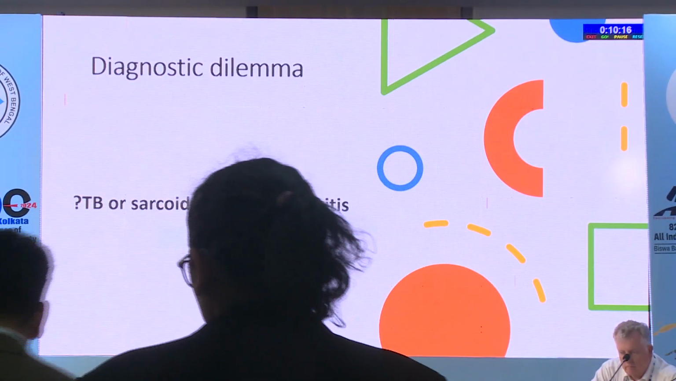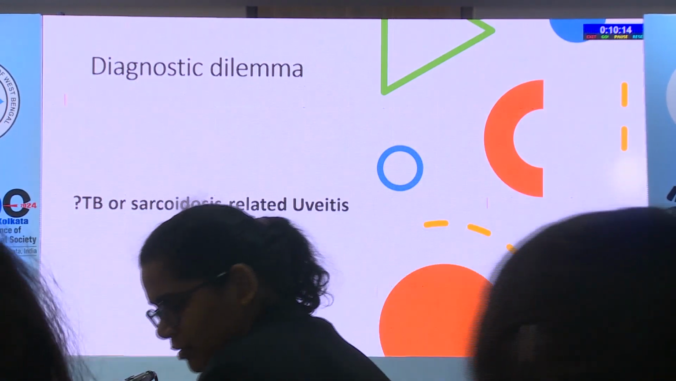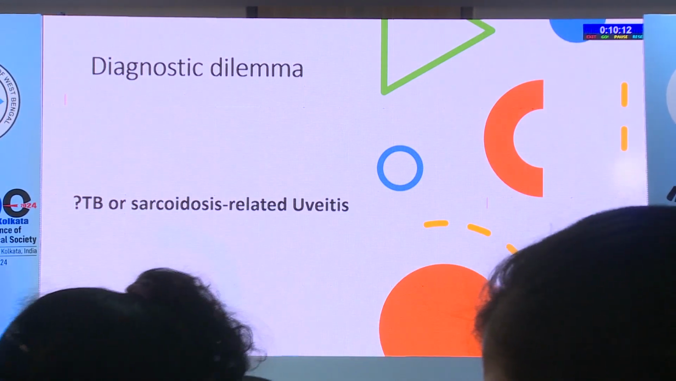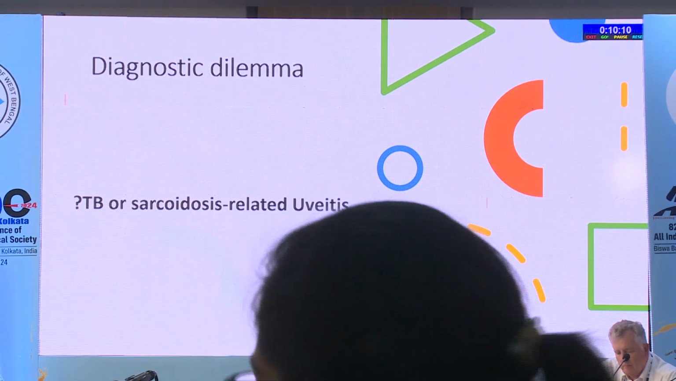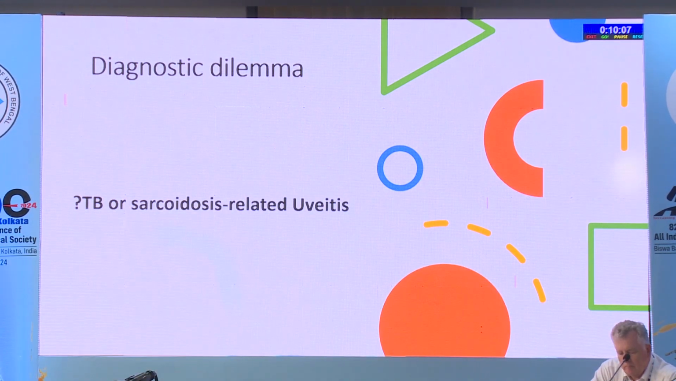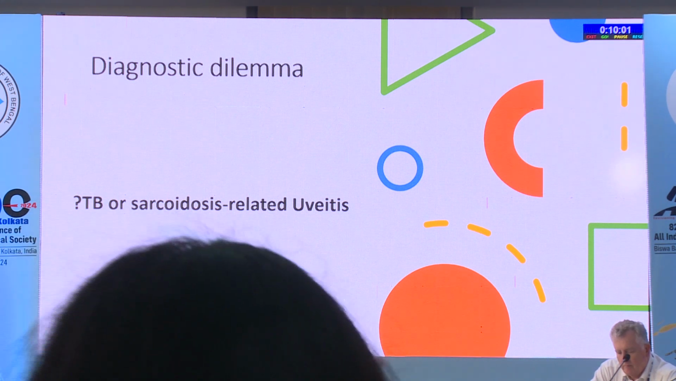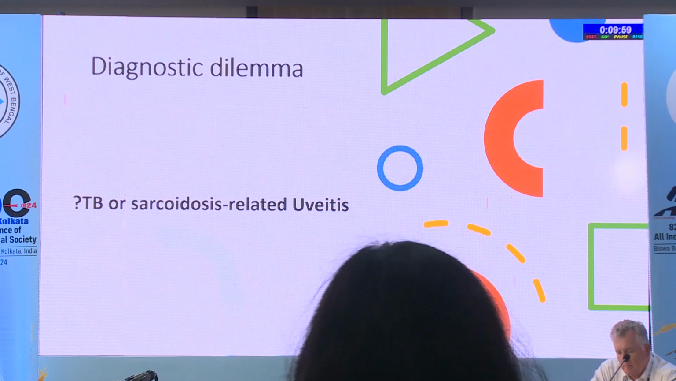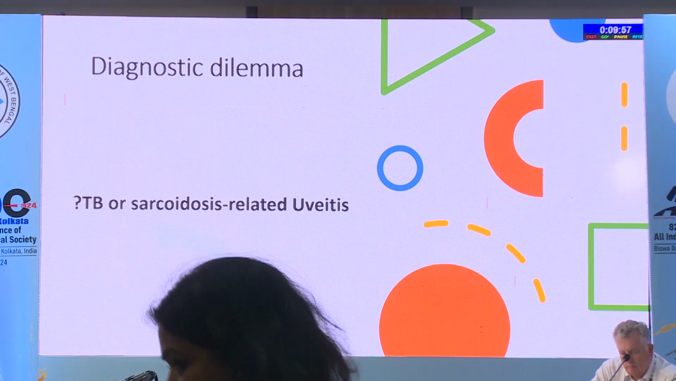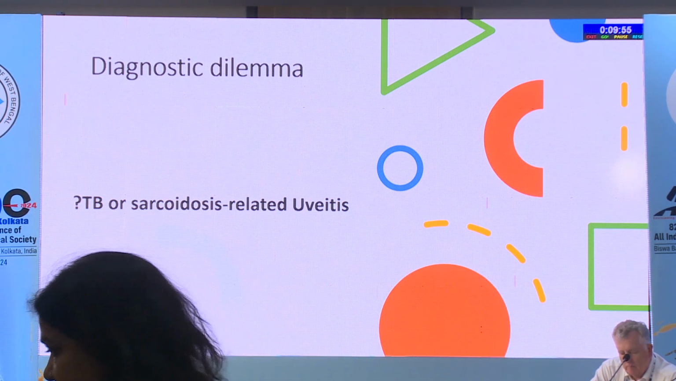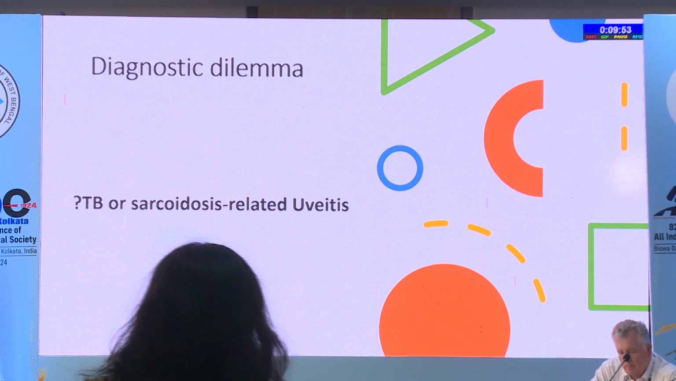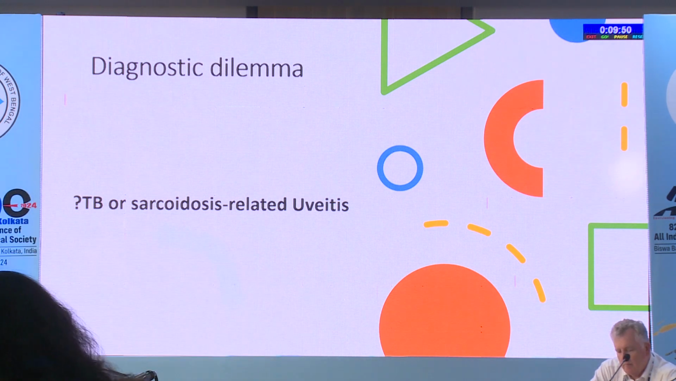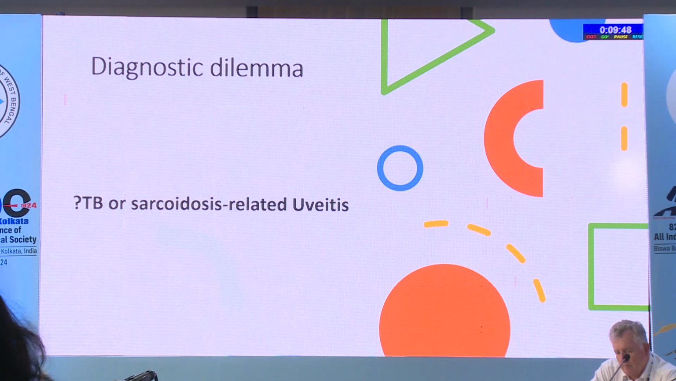So this was one of those dilemmas which I believe we as uveitis specialists face every day: whether it is sarcoid or whether it is TB. Now, how does it matter to us whether it is sarcoid or TB? Because you are going to start treatment if he is diagnosed as having TB related uveitis on antitubercular therapy, which is a commitment for 6 to 9 months at least, if not more, and you're going to put him on that. And that's where the borderline is.